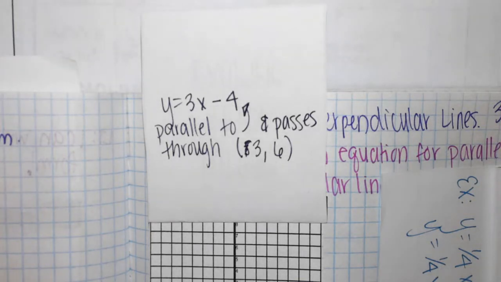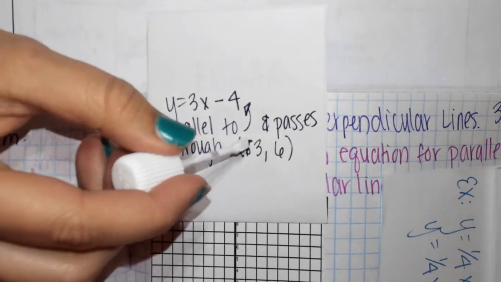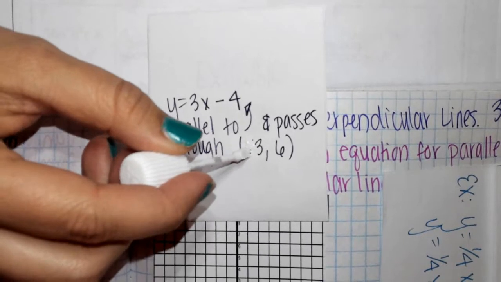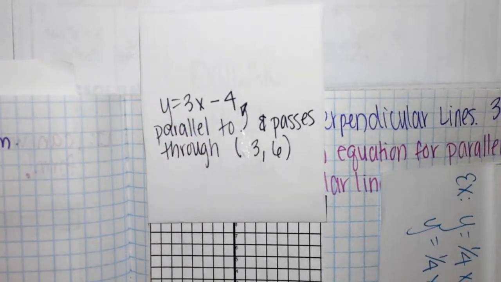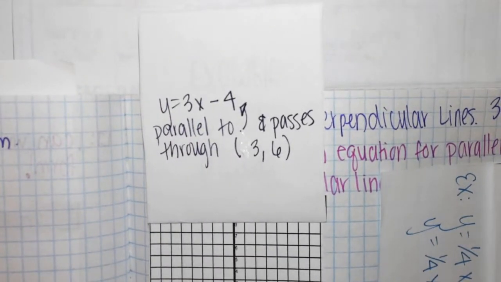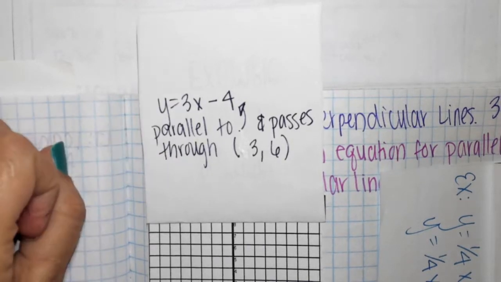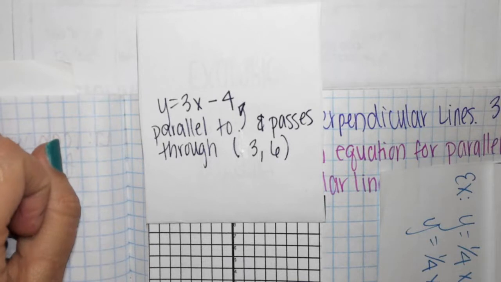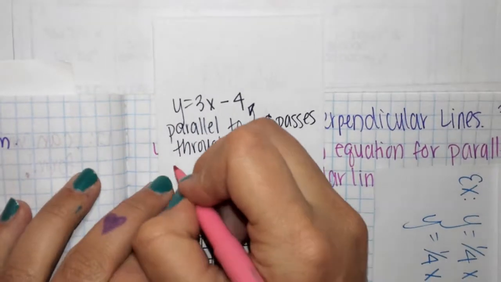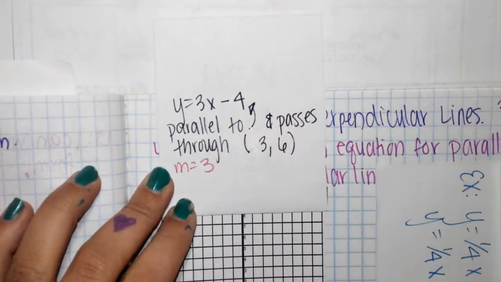Now, what do we know about parallel lines? They have the same slope. So that means that our first equation and our equation that we're going to create are going to have the same slope. What is the slope of our first one? 3. Okay? So let's write m equals 3.